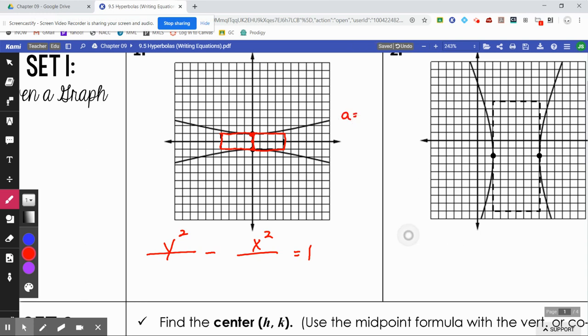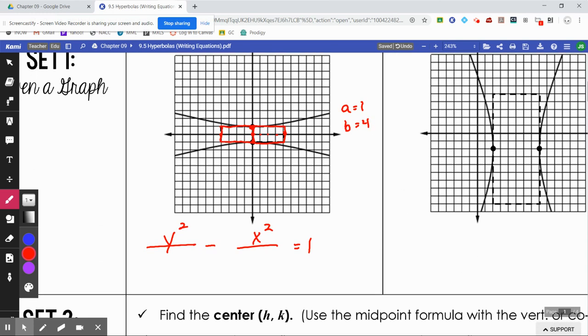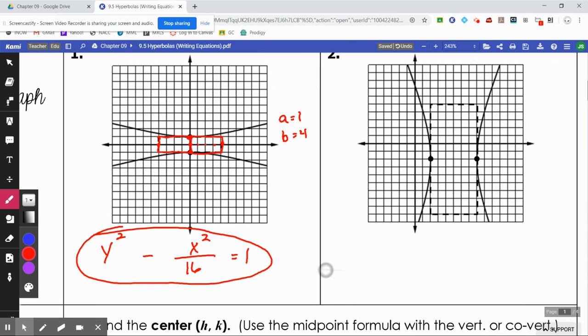Next up, we need an a value and a b value. An a value is the distance from the center to the vertex. Here your a value is 1. The b value is the distance from the center to your co-vertices. And here are your two co-vertices. That'd be a distance of 1, 2, 3, 4. So since we have our a value and our b value, then we're done. Our a value goes under the first term, so that'd be 1 squared. Our b value will be 4 squared, and it'll go under the x values there. So y squared over 1 minus x squared over 16 equals 1. And if it's over 1, of course, we don't have to put it. So there is your hyperbola.